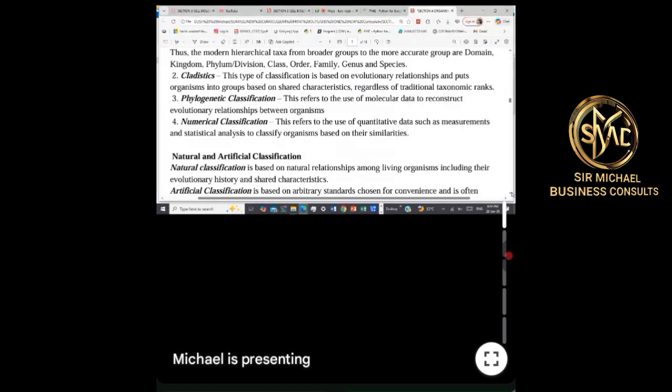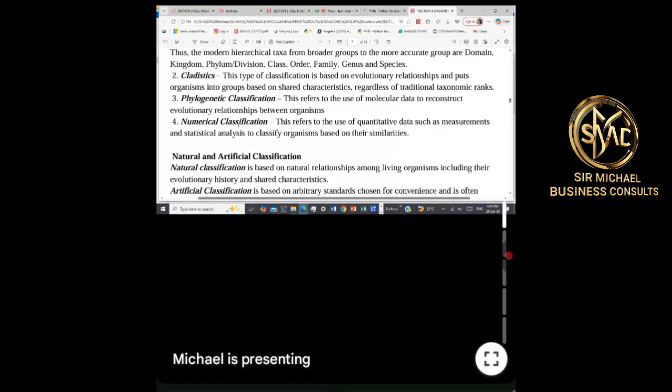So the numerical classification looks at quantitative data. How many characteristics do they have in common? Based on that, we can group them in a respective group. Let me read something here. The numerical classification uses quantitative data such as measurements and statistical analysis to classify organisms based on their similarities. So they just run statistical analysis on them. If they have a lot of correlations, then let's keep them together. If they have a lot of features that are the same, then we keep them together.